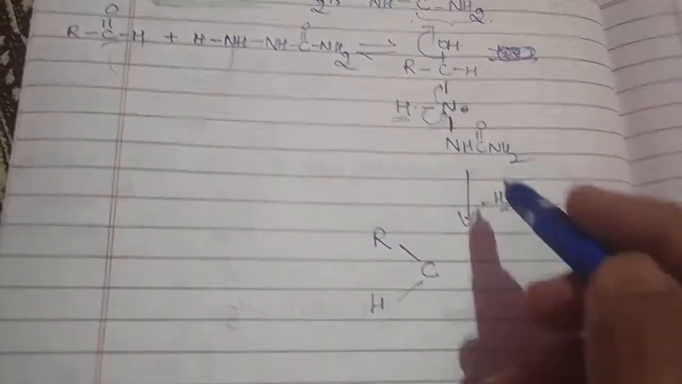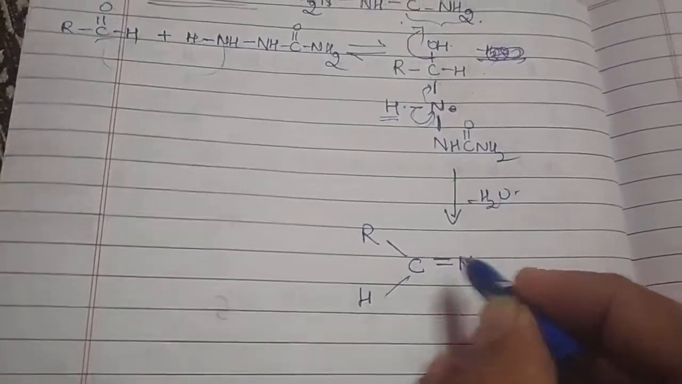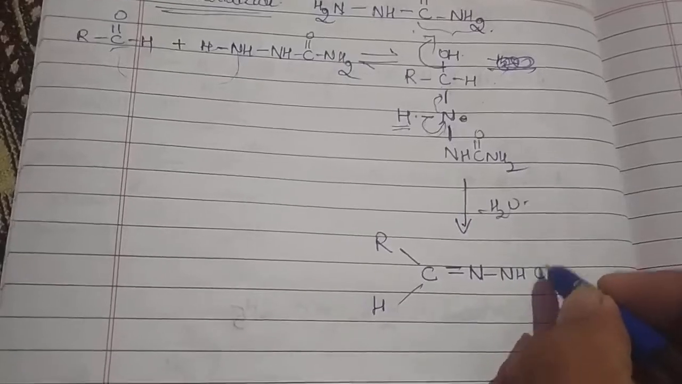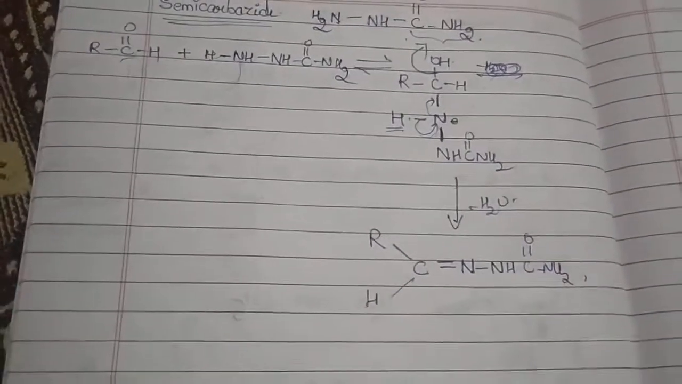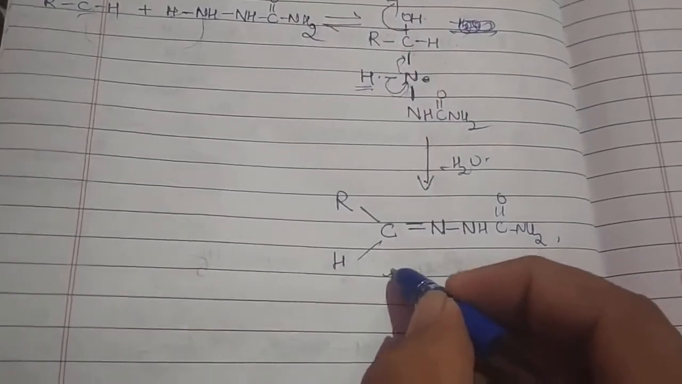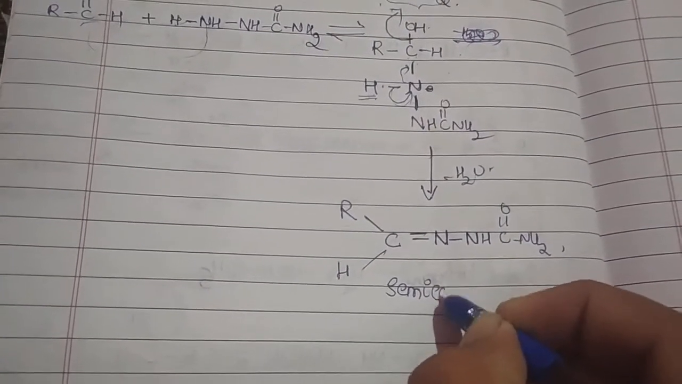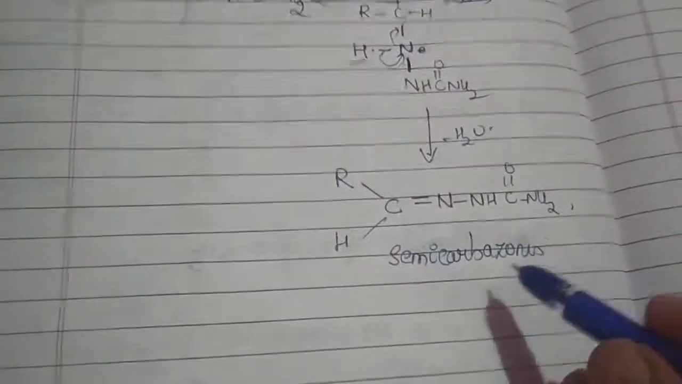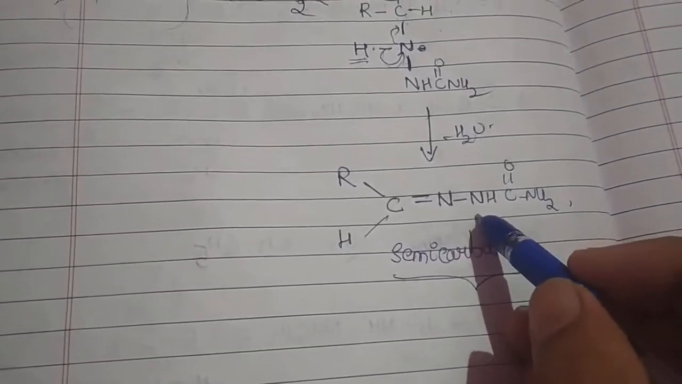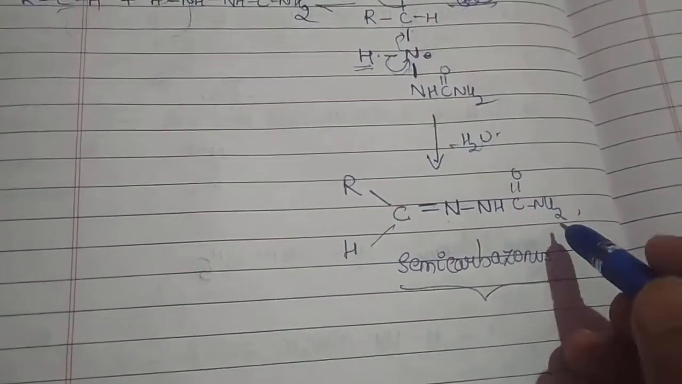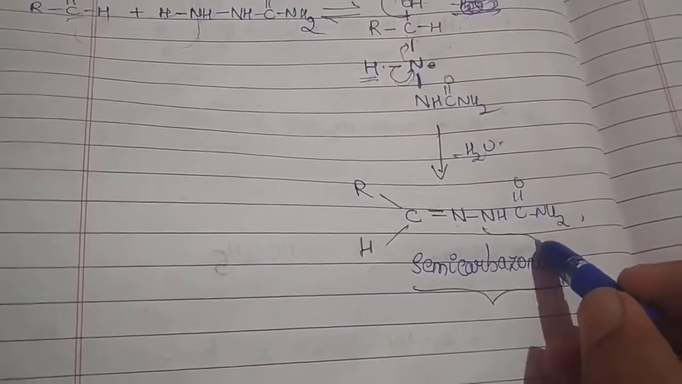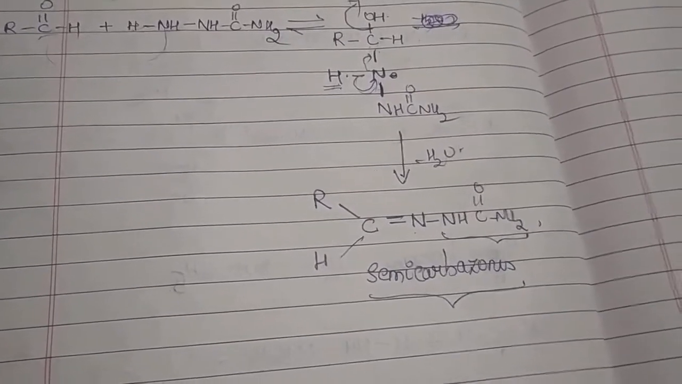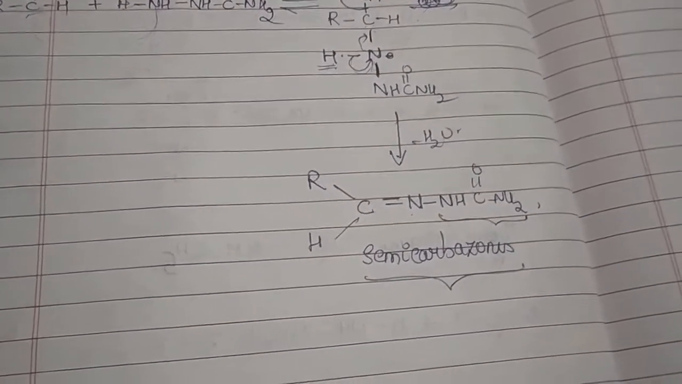Now C and N have a double bond character, a double bond to N. H is not there, it has gone out. The remaining part is N, H, C double bond O, NH2. You can note it down. So these are called semicarbazones. From semicarbazide, we are getting semicarbazones. You can see C double bond NZ format itself. In the place of Z, we have NHCO NH2. Yes or no? They are generally called semicarbazones. Very important, you have to remember those names.